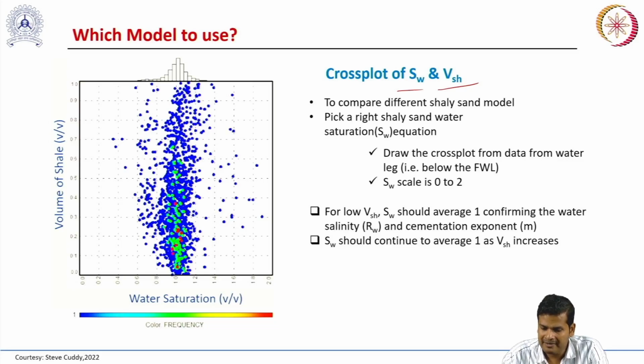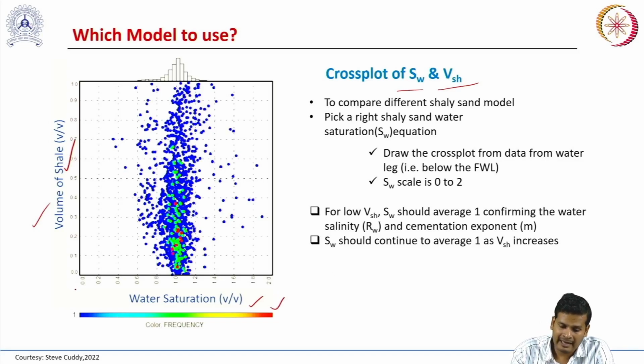So what we have to do is draw the cross plot between the shale content and water saturation. Let's say I'm using the Indonesian model. I will calculate the water saturation from the Indonesian model and plot the water saturation data along with the shale volume on a graph paper. Shale content will be plotted on the y-axis and water saturation on the x-axis.